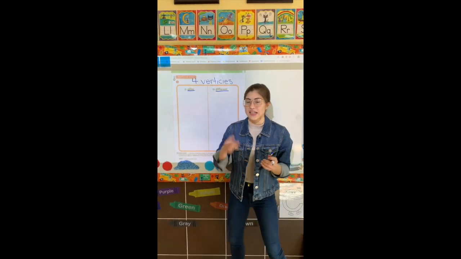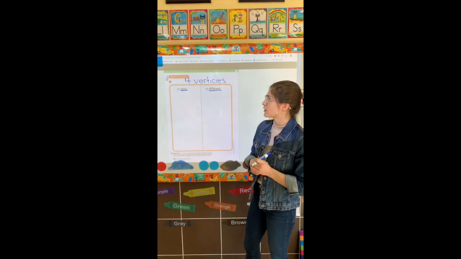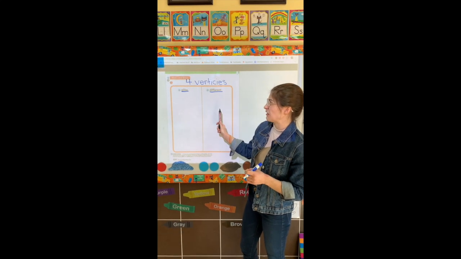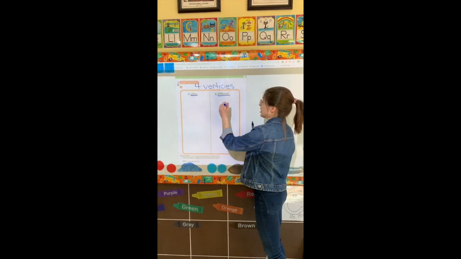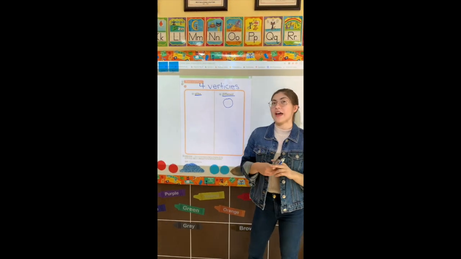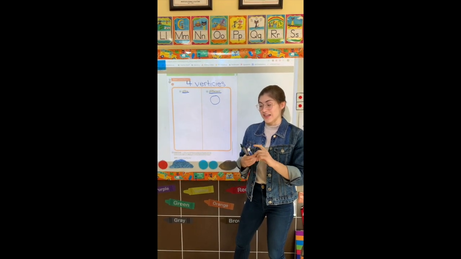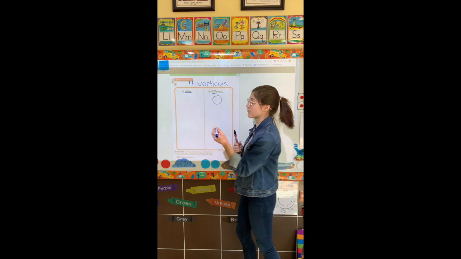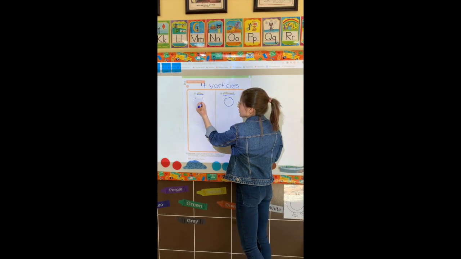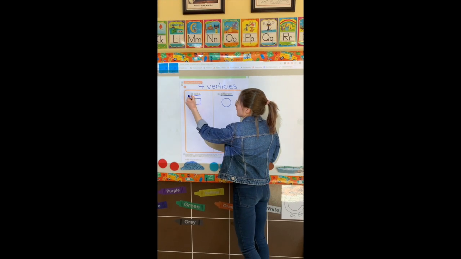So let's think. Can you think of a shape? I'm thinking about circles. That's the first one we learned. Does a circle have 4 vertices? What do you think? No. So I would put a circle here. What about a square? Does a square have 4 vertices? If you remember, we learned that a square does have 4 vertices. Remember? 1, 2, 3, 4. And 4 sides as well.